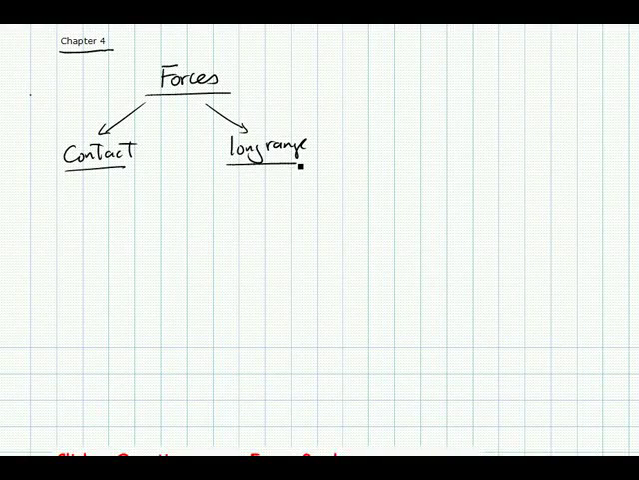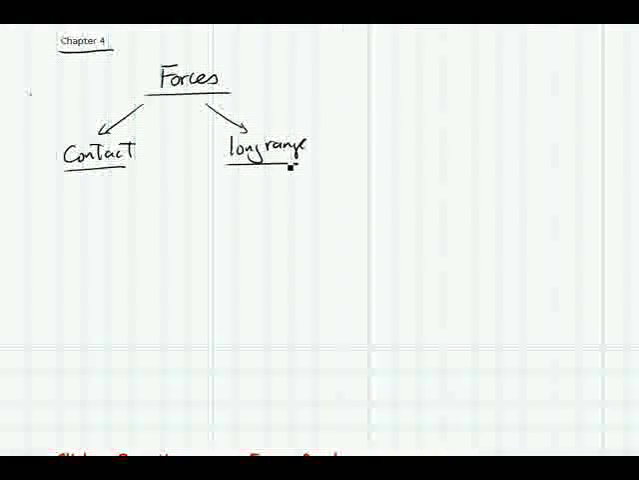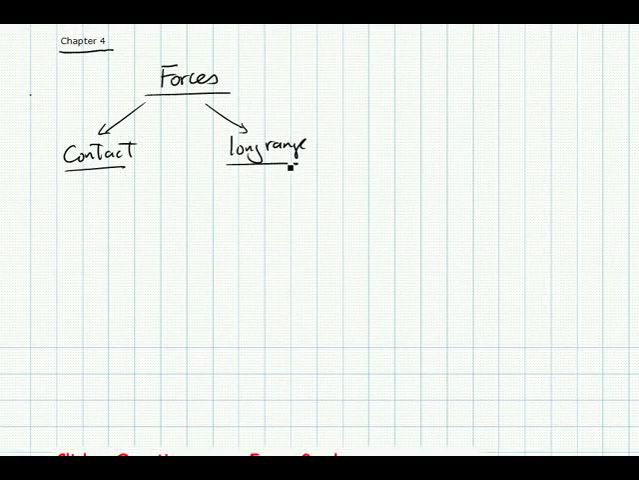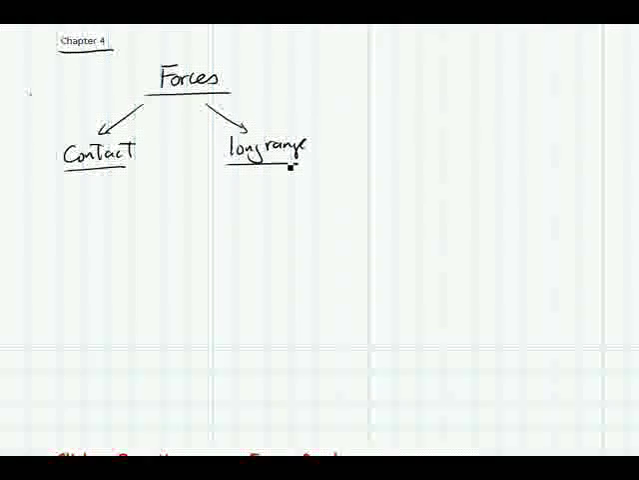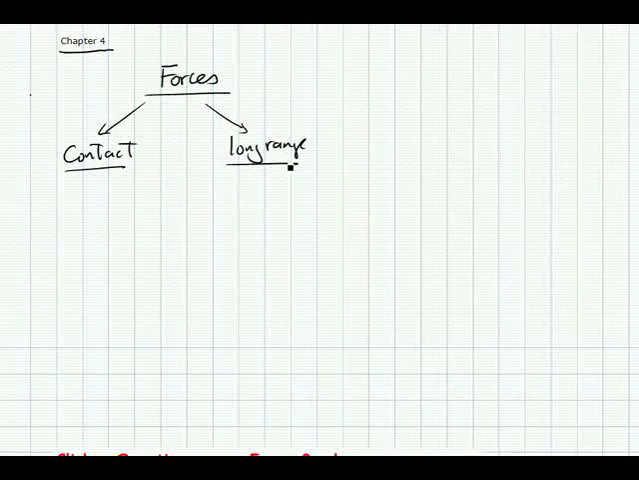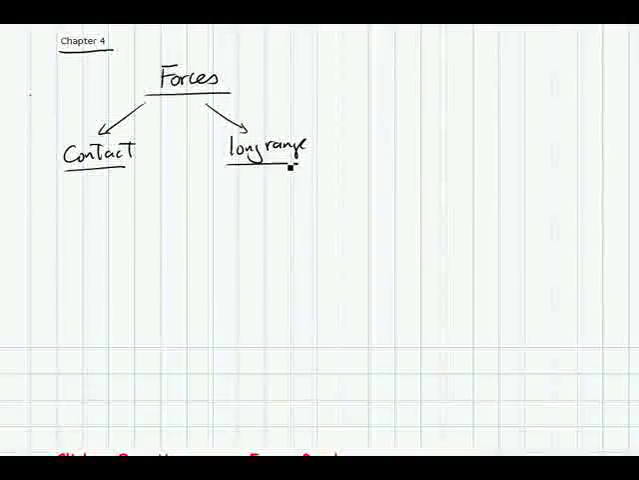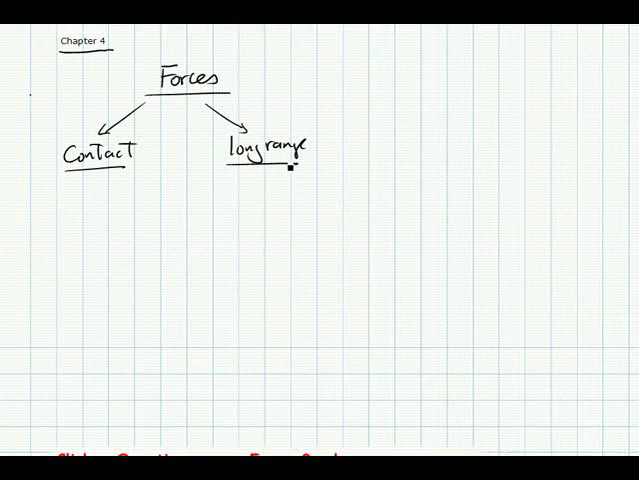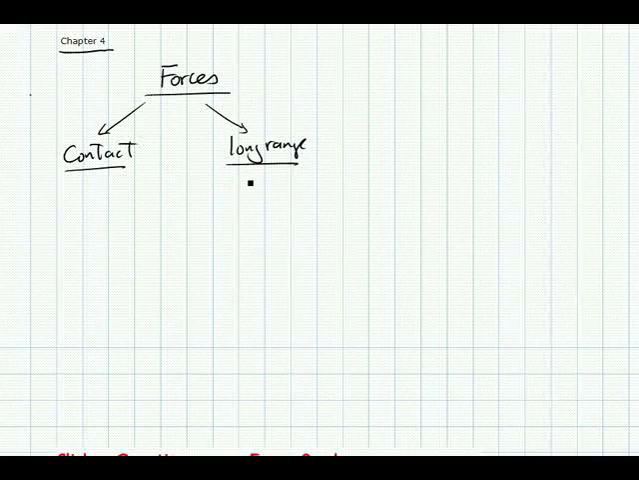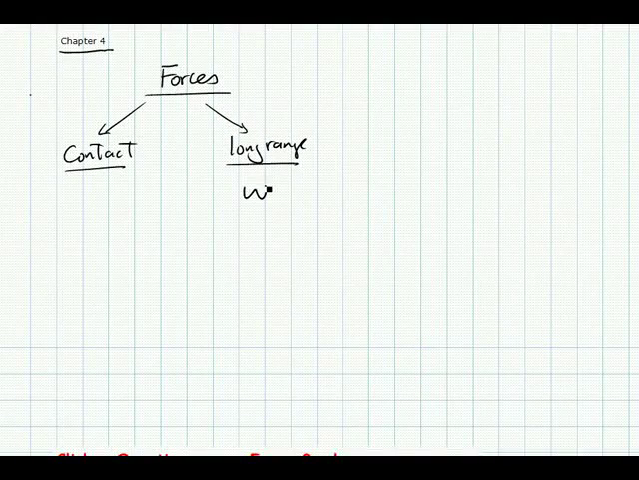Contact type forces are forces where the object needs to be in contact with whatever it is that is inducing the force onto the object. Long range, as the name implies, well, you don't need contact. For example, force due to gravity or weight is a long range force. Magnetic force is a long range force. Electrostatic force is a long range force.